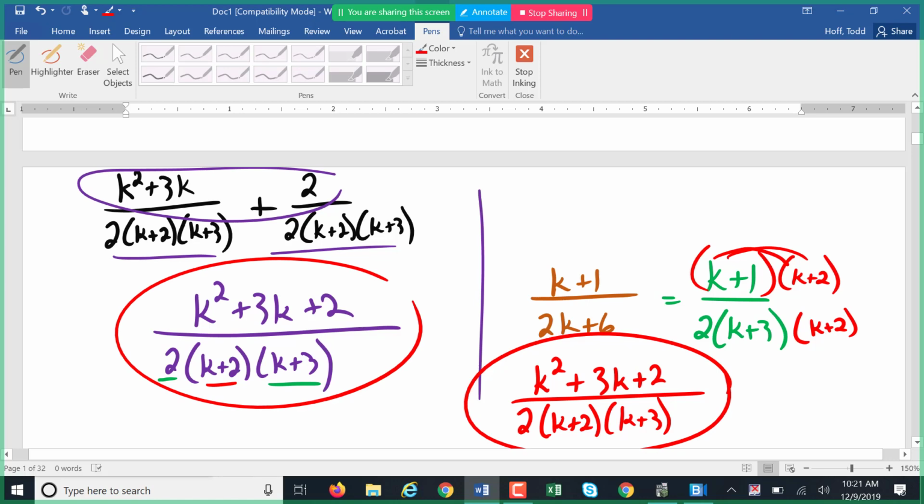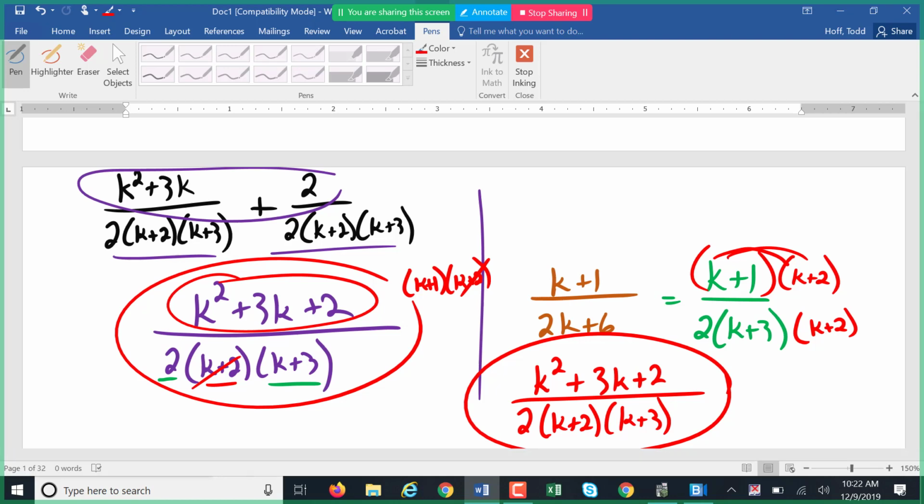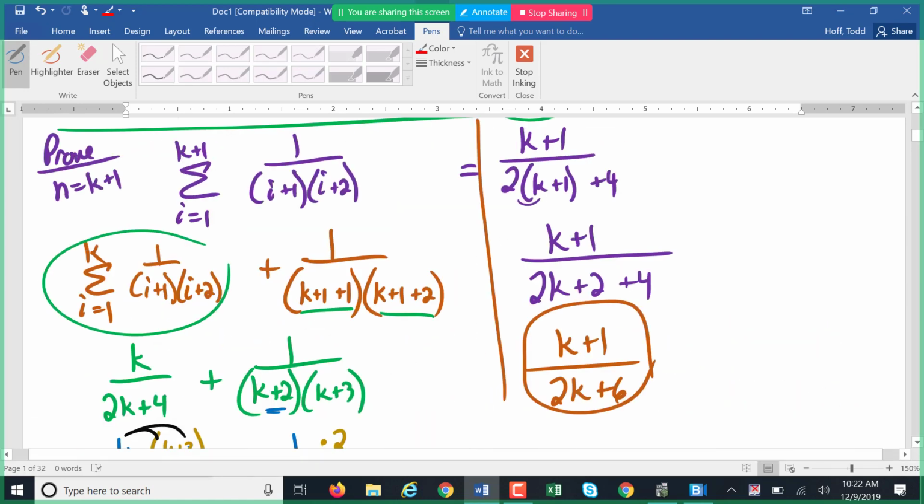The alternative, by the way, would have been you could have factored this into k plus 1 times k plus 2. And then you could have canceled out the k plus 2 and you would have had the equivalent fraction as well. So there is going to be a lot of algebra in these, a lot of steps, but there's nothing new really that you haven't seen. The hard part is making sure you break down that summation into the summation we already assumed to be true plus the additional term like we did up here.